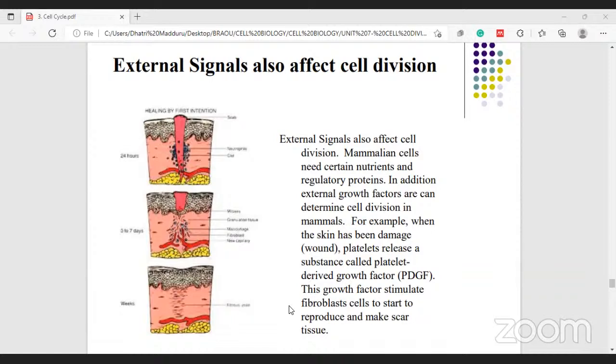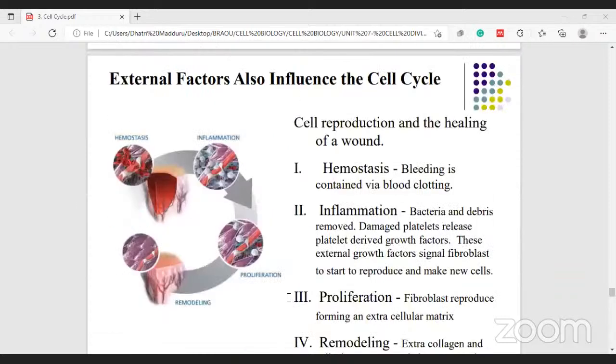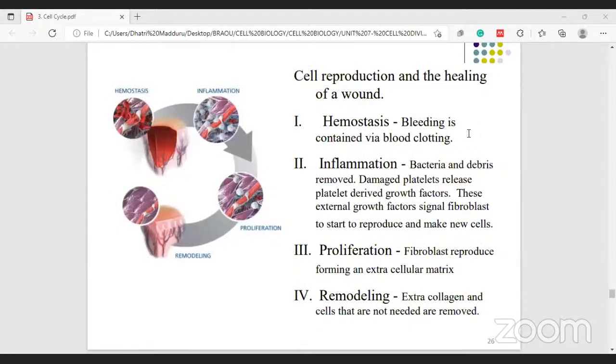There are some external signals also, like nutrients and regulatory proteins. External growth factors can regulate and determine cell division in mammals. For example, when skin has some damage or wound, the platelets release a substance called platelet-derived growth factor. This induces the fibroblast cells to start cell division. So due to the external signals also, the cell cycle will start, leading to cell reproduction and healing of the wound. So this is a simple example.